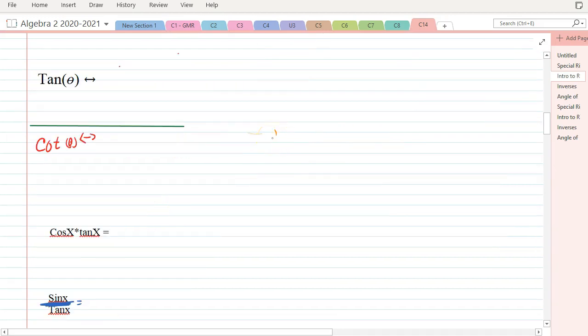Next, I want to talk about some operations, or some different ways of seeing these. They'll come in handy, so you'll need to make sure you know the answers to these. First, tangent. Tangent can also be written as sine over cosine. So tangent and sine over cosine are the same thing. The question is why? Sine is simply opposite over hypotenuse, and cosine is adjacent over hypotenuse.